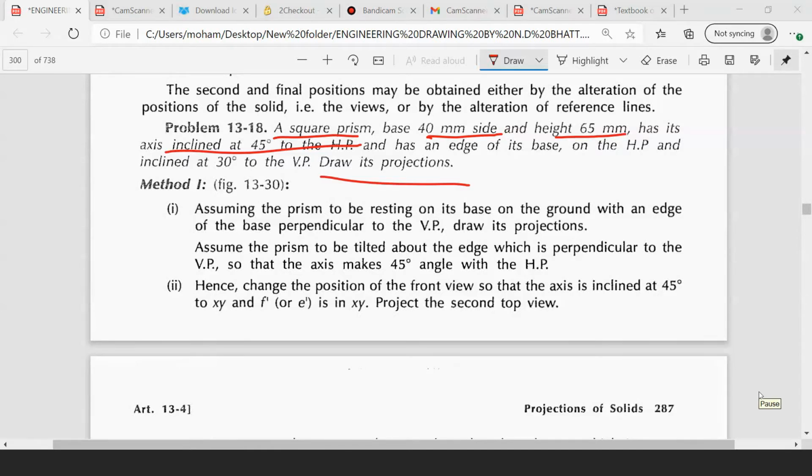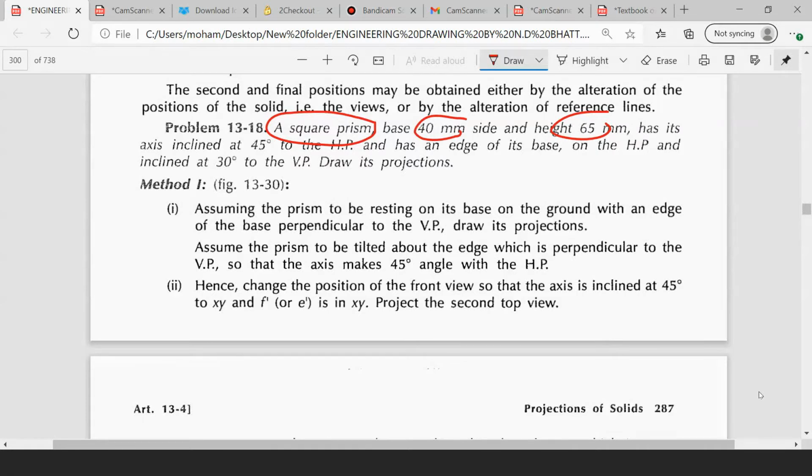Okay. Understanding the question is very important here. He has given a square prism. You know that the given solid is a square prism. You know how to draw this solid. It has given a base and height. Using these two, you can draw this solid. Understand? You know the base, you know the height. Using this, you can draw this solid.